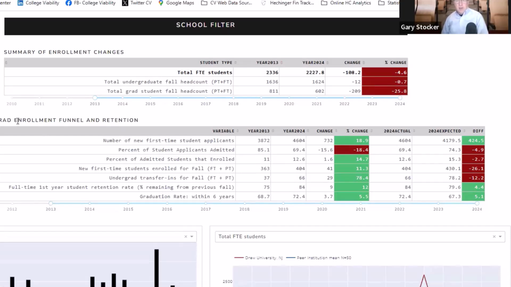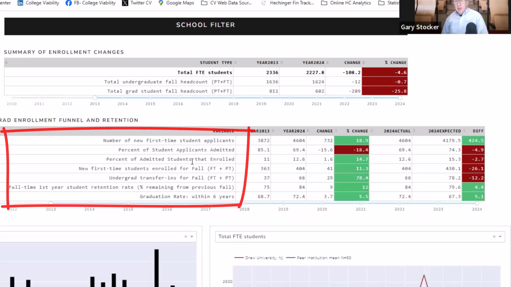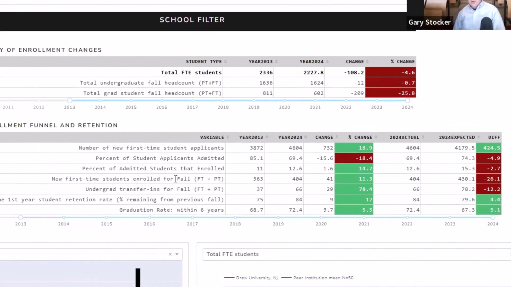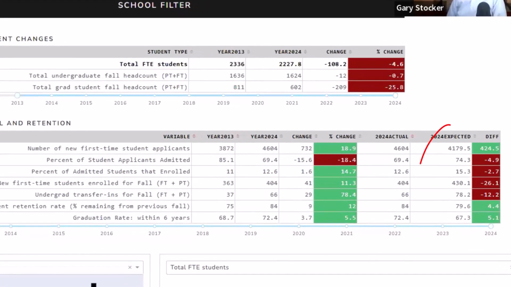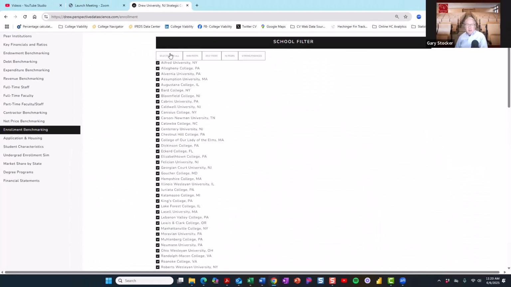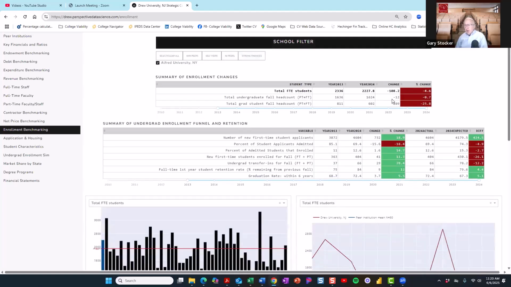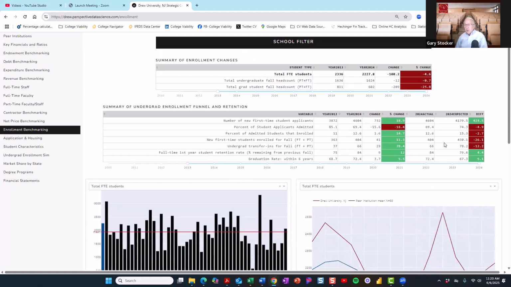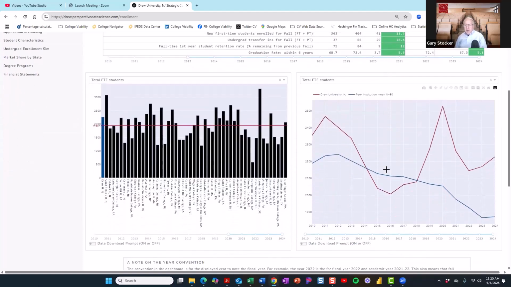And again, we look at the summary of the funnel and first-time students, percent of applicants admitted, percent that enrolled, and new first-time students. All these data points are available. We see the 2013 data point, the 2024 data point, the change, the percent change, and then we compare that to the 2024 expected, again based on all the peer groups from that school filter up above. And again, those peer groups can be all the statistical ones, the self-designated peers, the proximate peers, in this case New Jersey, and the strong financial peers as well, each to get a comparison of how your college would compare to that peer group. And then we have pictures that do both.